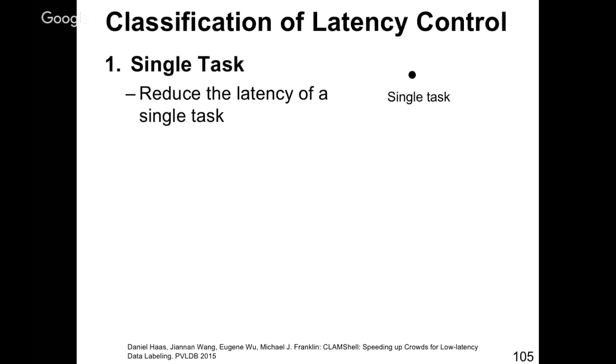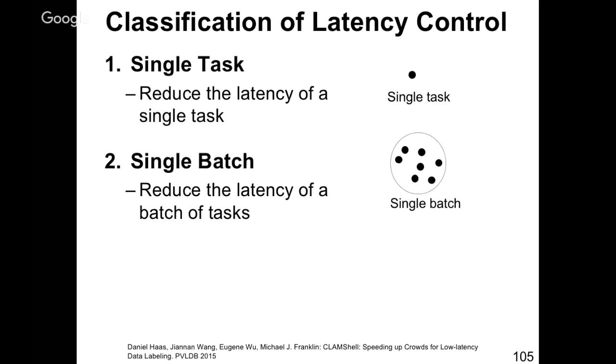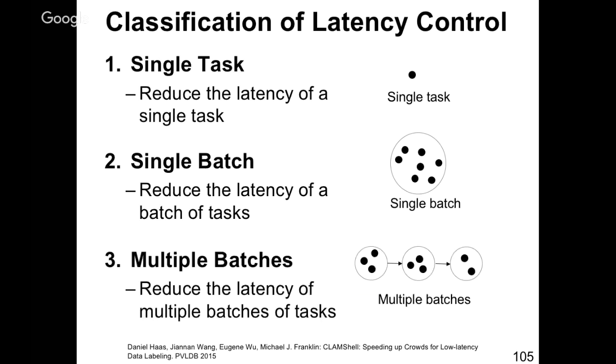So I classify existing latency techniques into 3 categories. The first one assumes that we only have a single task, and our goal is to reduce the latency for this single task. The second scenario assumes we have a batch of tasks, say 1,000 tasks, and we want to reduce the latency of the slowest task in this batch. The third scenario assumes that we have multiple batches, and the goal is to reduce the latency of the slowest task in the last batch. So those are the 3 scenarios.